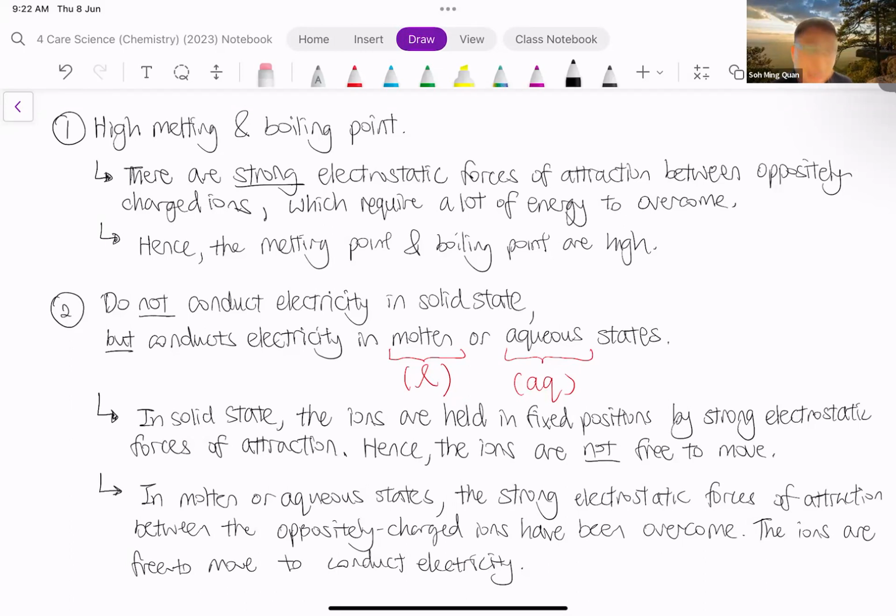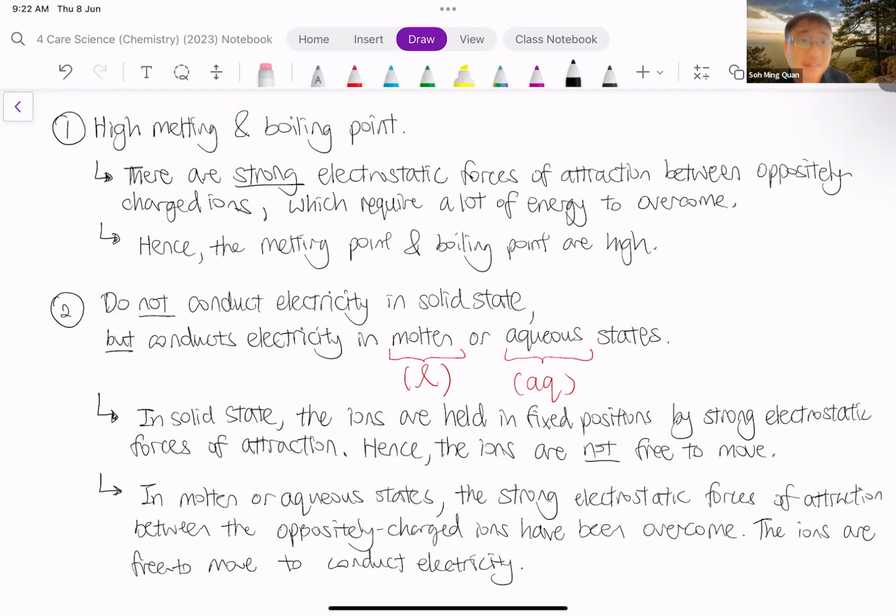Like I said again, electricity is all about moving charges. So you've got to think, are the ions, which are charged, free to move or not free to move? All right. These are the two main physical properties of ionic compounds that you must be able to explain.